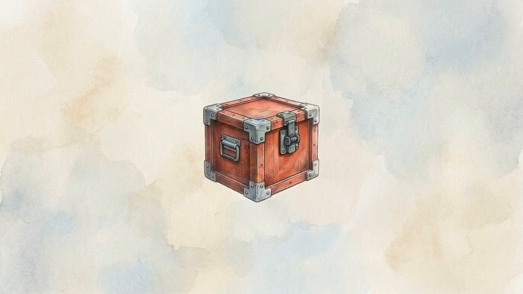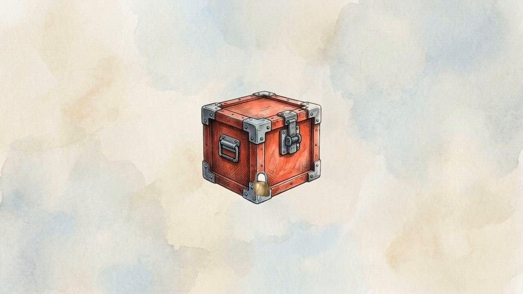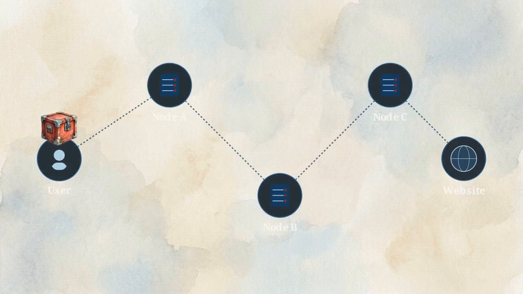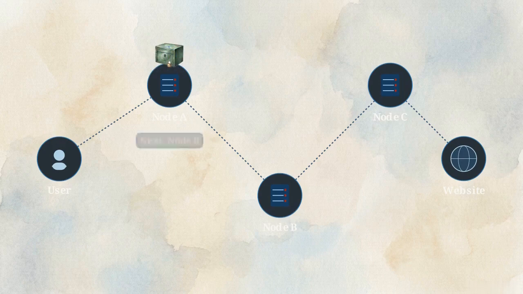It works like a secret message placed inside 3 nested boxes. Each box has its own unique lock that can only be opened by one specific computer in the chain. When you send a request through Tor, it goes to the first computer in the chain. This computer can only open the largest outer box. Inside, it finds the medium box and a set of instructions telling it where to send the package next.